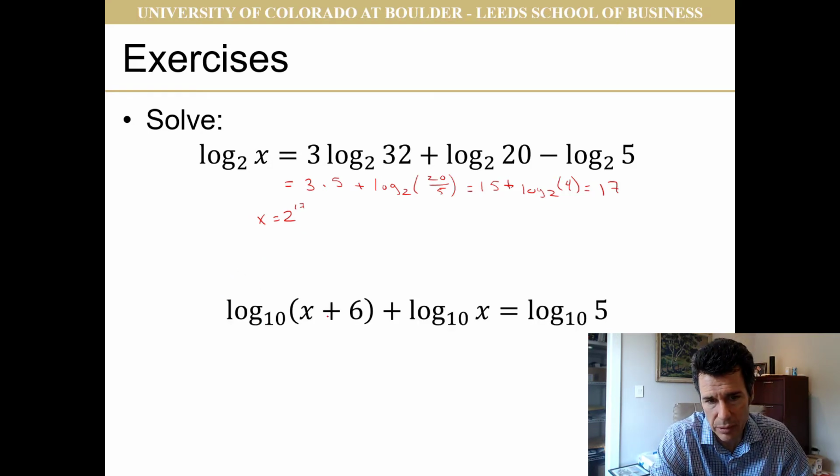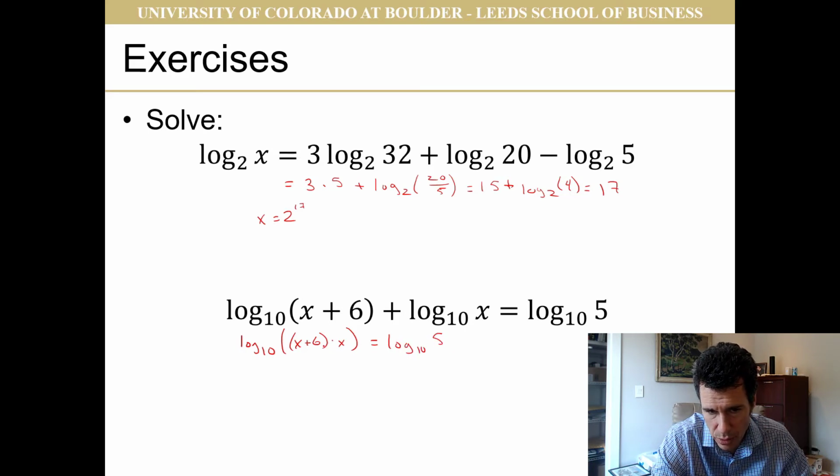Log base 10 of x plus 6 plus log base 10 of x equals log base 10 of 5. Okay, so I'm going to combine these and maybe bring this log base 10 of 5 to the left. Well, it doesn't really matter. We'll just combine. So let's combine these. We can do that. If we're taking the sum of two logs, we multiply the things inside. So that's going to be log base 10 of x plus 6 times x equals log base 10 of 5.